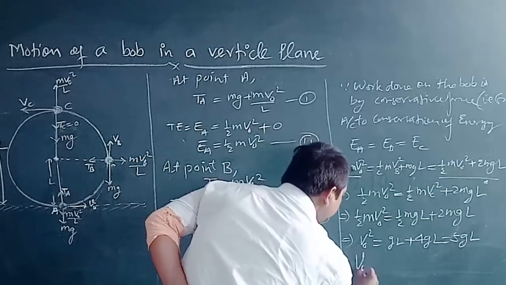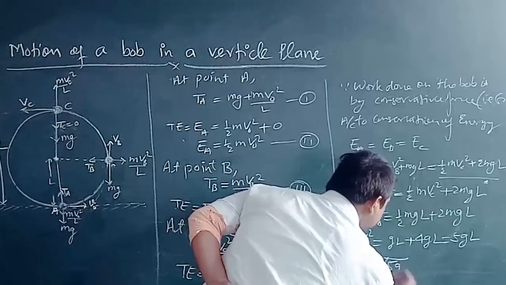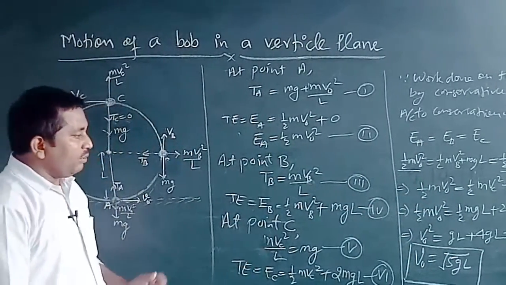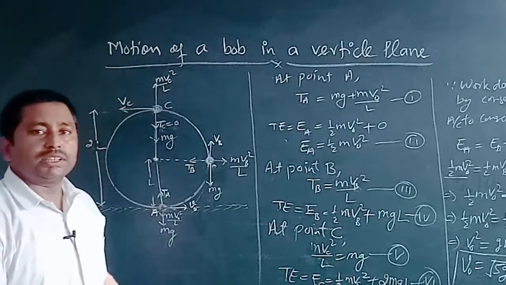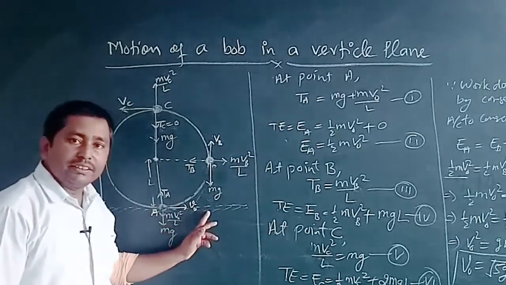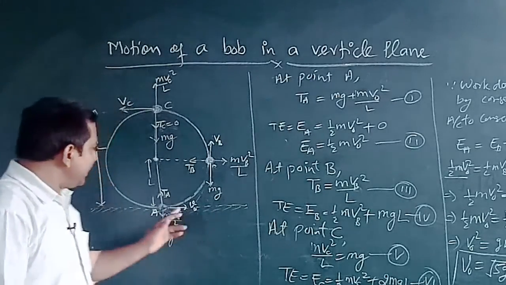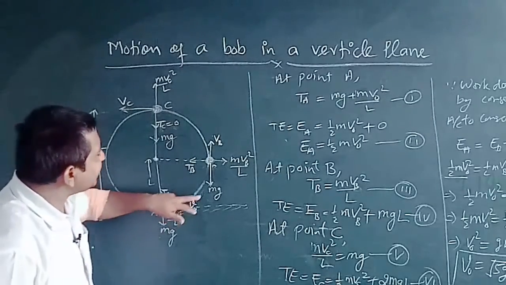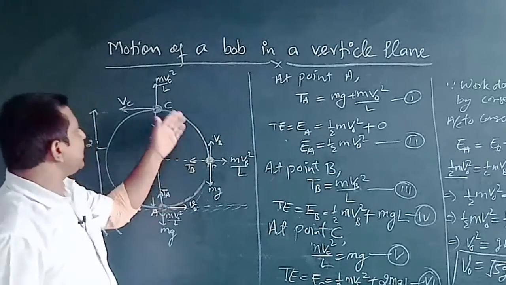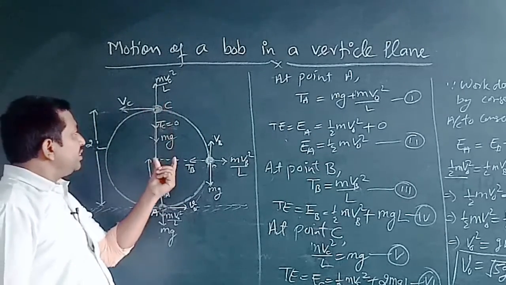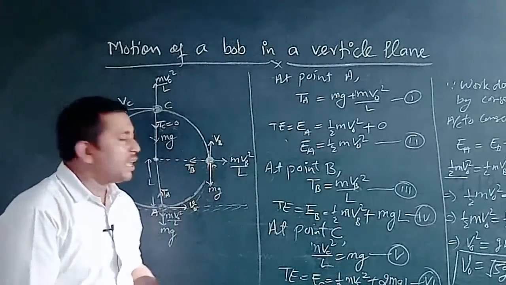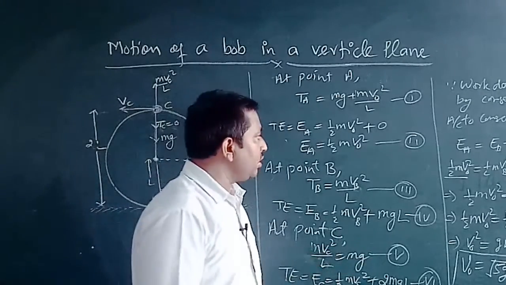So what will be the value of v0? This becomes root of 5gl. Okay, so we easily obtain the formula for v0. It means the value of the velocity of the bob at point A, by which the bob will reach point C, making a semicircular track, and at that point the thread containing the bob becomes slackened. Okay, so this is the formula for v0.